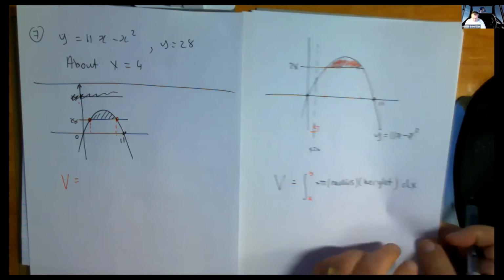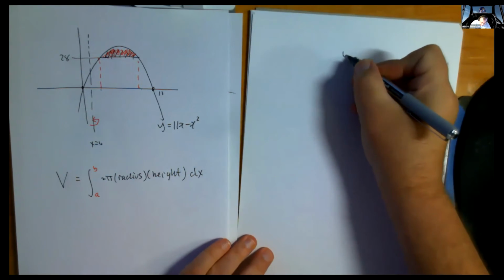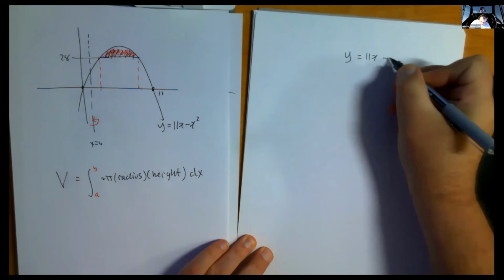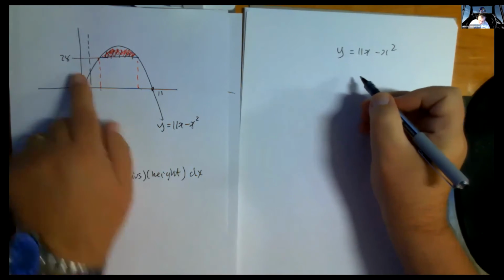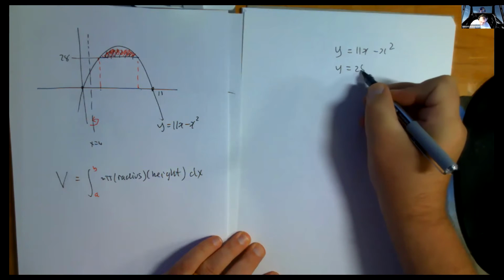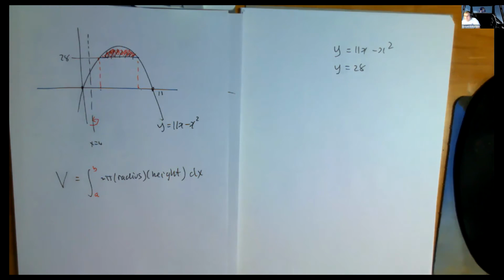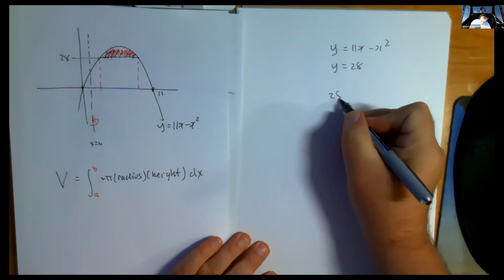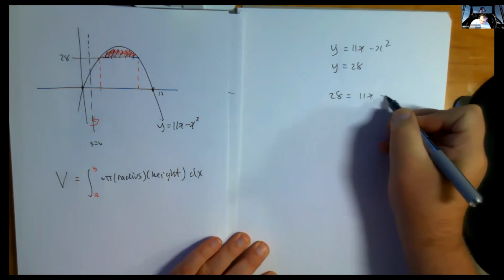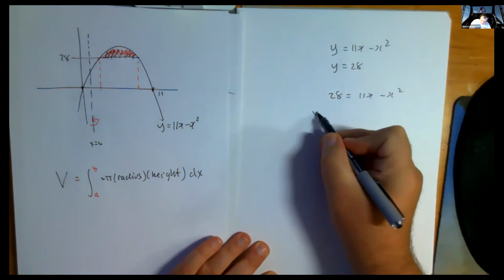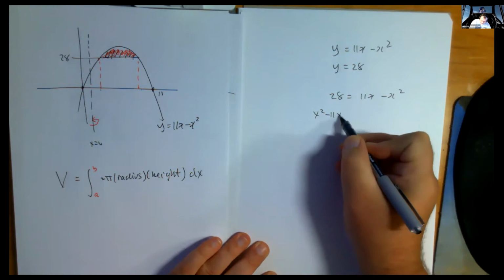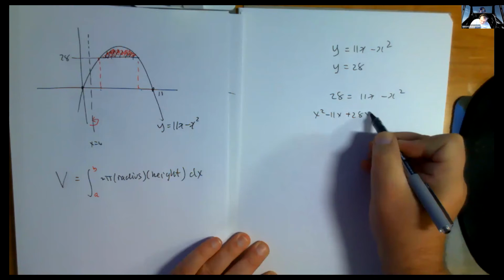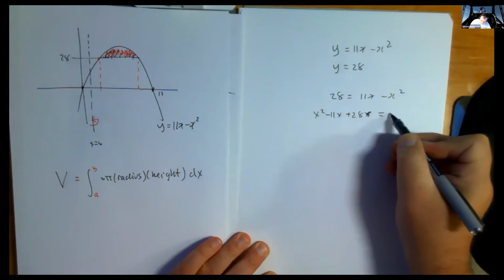So as a side issue, I need to find out where the curve, which is this guy, meets up with the straight line y equals 28. How am I going to solve that problem? Set them equal to each other? Yeah. So I'm going to take 28 equals 11x, take away x squared. If you add an x squared to both sides and you subtract the 11x from both sides, you get this.